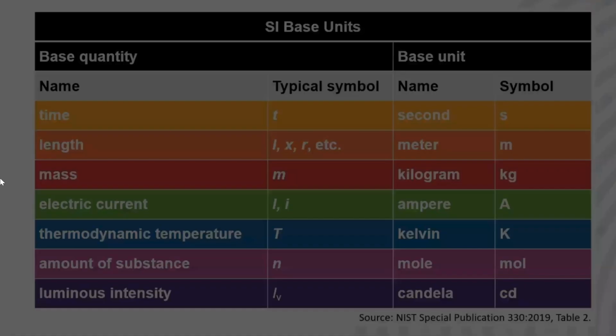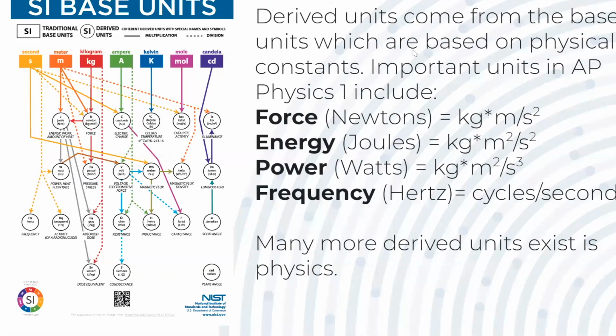And then every other unit is derived from these fundamental base units. So derived units, let me minimize this. I don't know what's showing on your screen. So derived units come from the base units, and these are where all of our formulas come in that we're going to learn in AP Physics 1.